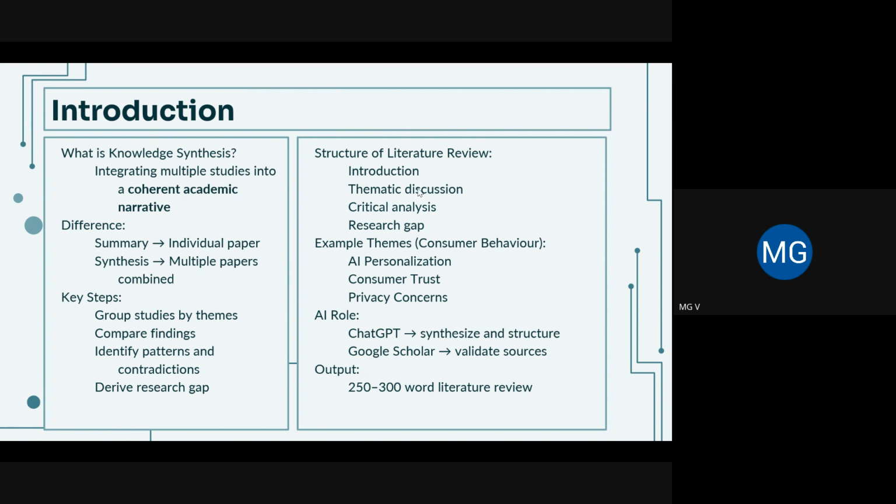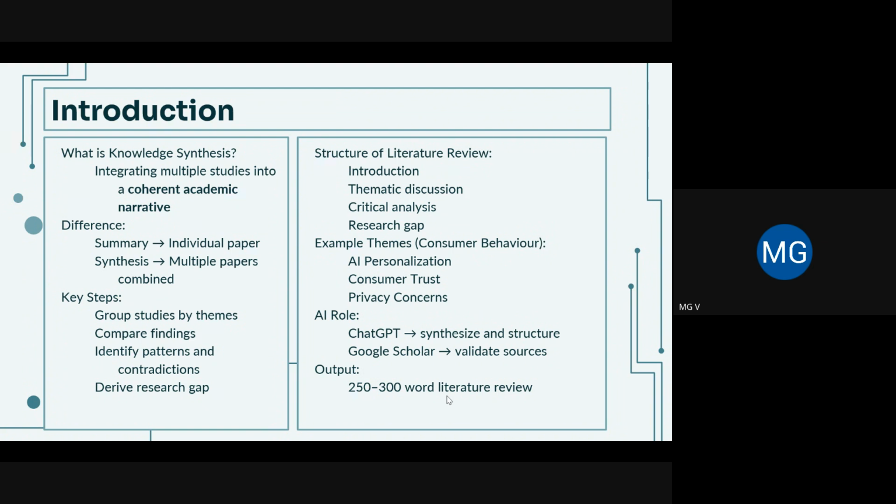Basically, knowledge synthesis is the process of integrating insights from multiple research papers into a coherent and analytical narrative. Unlike summarization, which focuses on individual studies, synthesis compares and connects findings across multiple sources. The process begins by grouping studies into themes such as personalization, trust, and privacy in AI-driven consumer behavior. Then, similarities and contradictions between studies are identified, which help in developing a critical perspective.